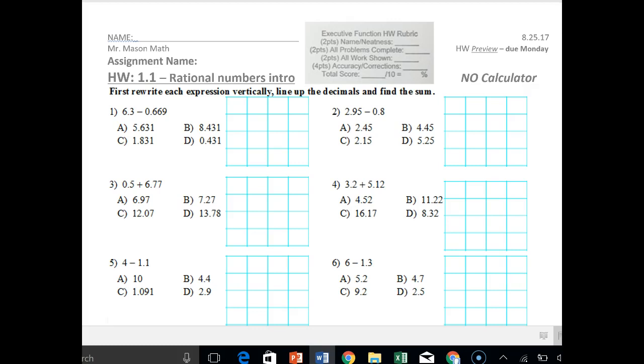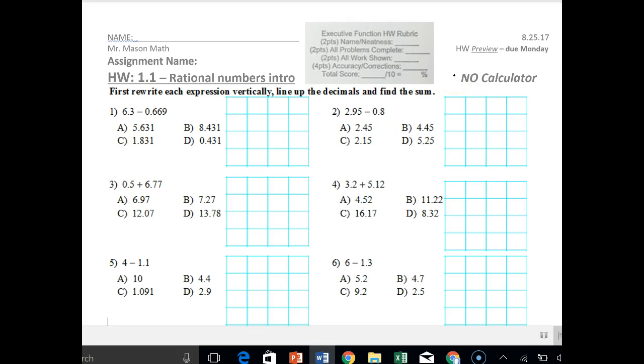On homework videos, what I usually do is I do the odd problems with you, so you should copy down what I do, and then you do the even problems on your own. Notice there's no calculator allowed on tonight's homework, and this is a preview, so we'll be learning more about this throughout next week. So the instructions. First, rewrite each expression vertically, then line up the decimals and find the sum or difference, it should say, because some of them are subtraction problems.